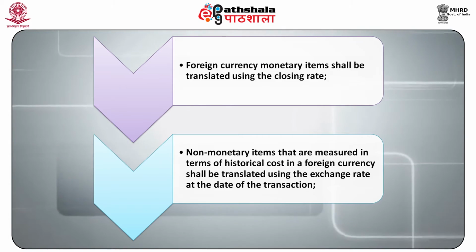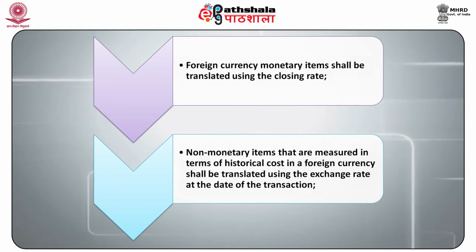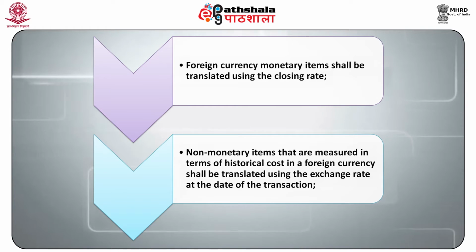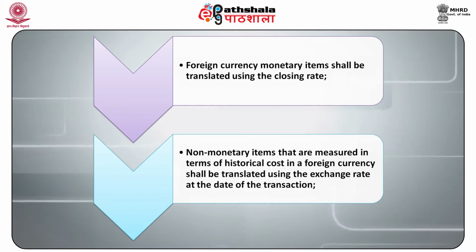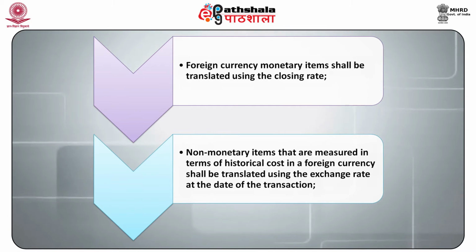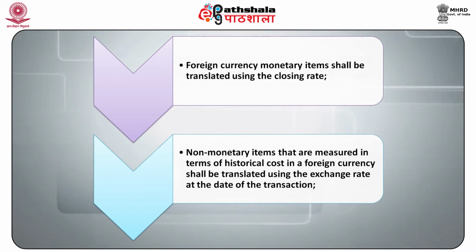At the end of each reporting period, A. Foreign currency monetary items shall be translated using the closing rate. B. Non-monetary items that are measured in terms of historical cost in a foreign currency shall be translated using the exchange rate at the date of the transaction. And C. Non-monetary items that are measured at fair value in a foreign currency shall be translated using the exchange rates at the date when the fair value was measured.